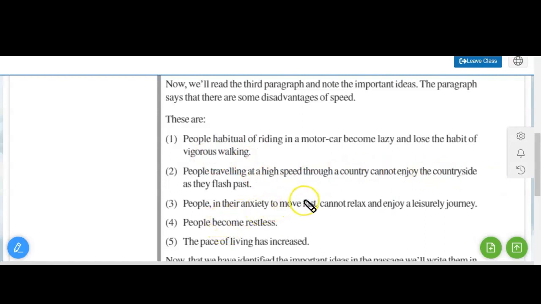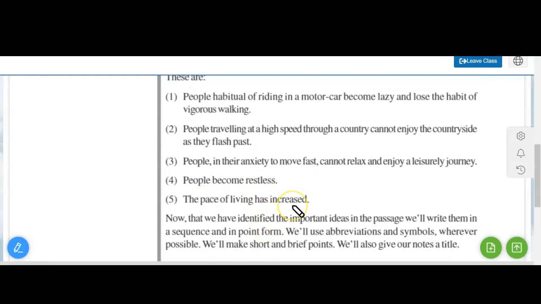Then people, in their anxiety to move fast, cannot relax and enjoy a leisurely journey, as per the author. People become restless and the pace of living has increased. Means life has become very fast. So these three paragraphs say all these points, and from each one we have to rewrite whatever is important to us. Okay.